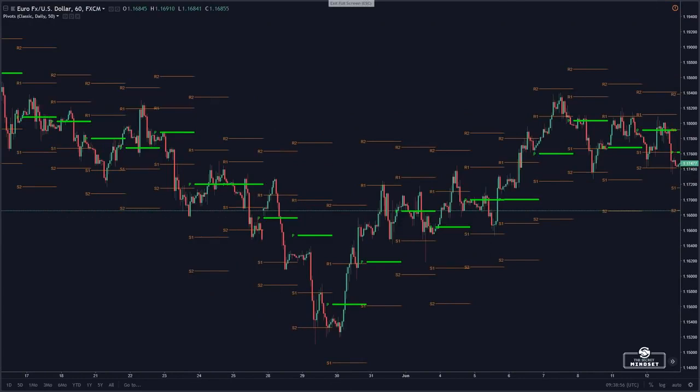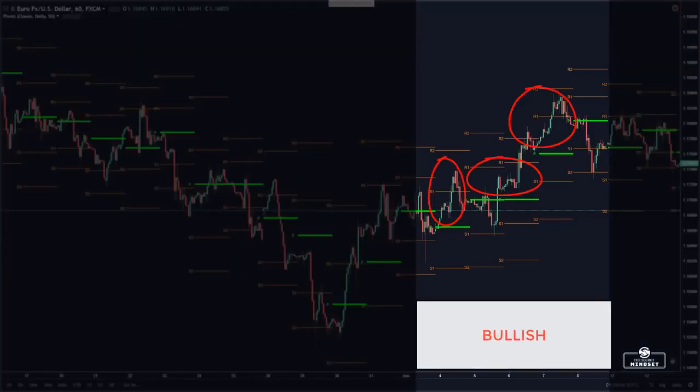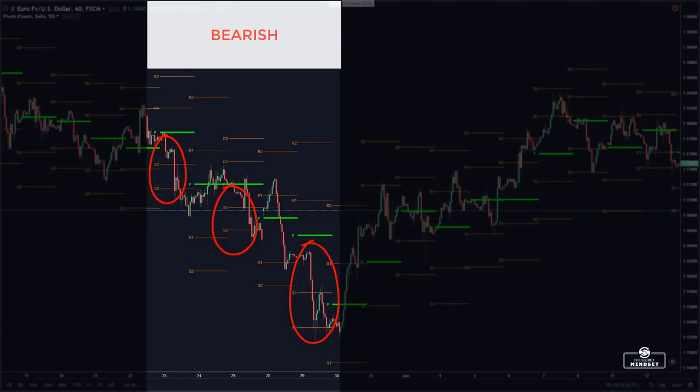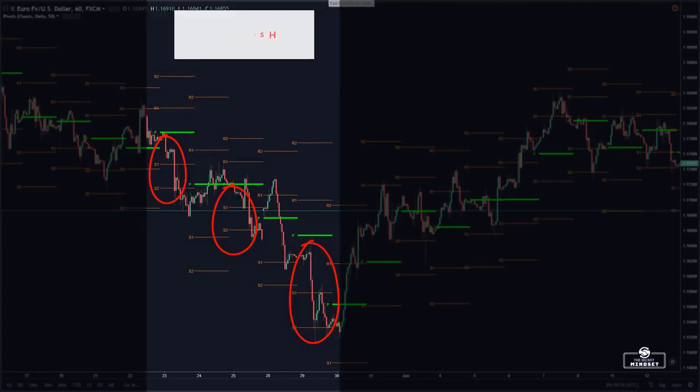Now, this is how I read the central pivot point in our setup. If the price is above the central pivot point, I consider the outlook as being bullish and consider taking only long positions. If the price is below the central pivot point, I consider the outlook as being bearish and I only look to short the market.